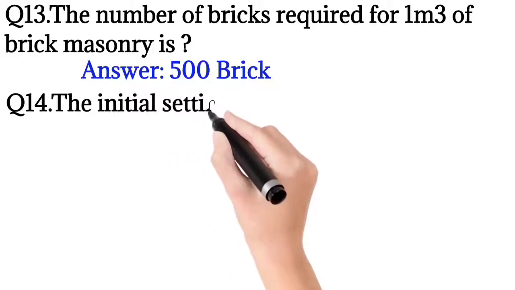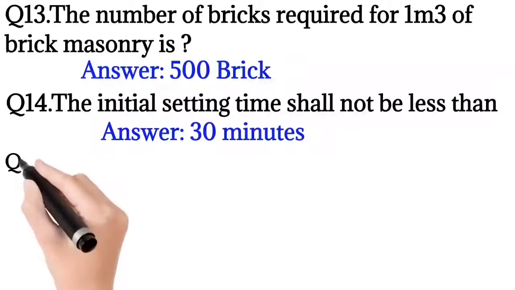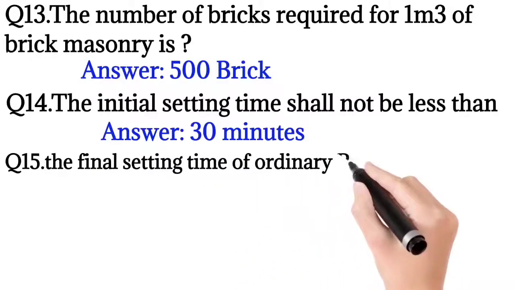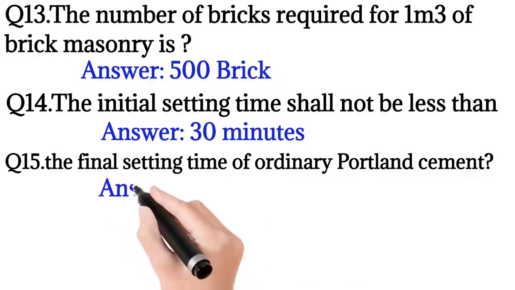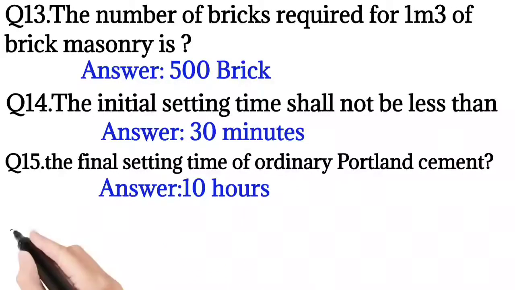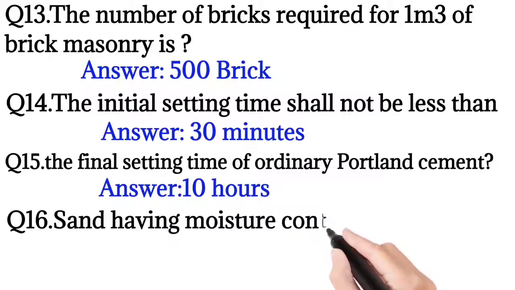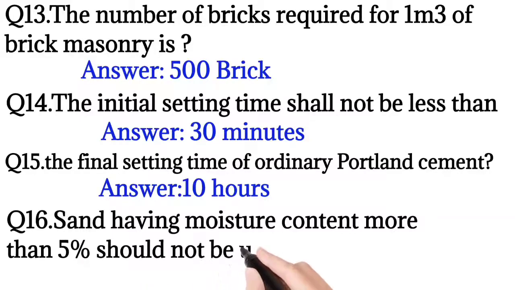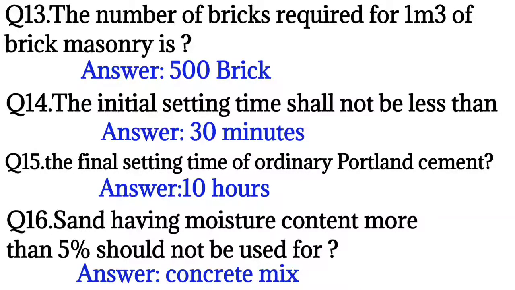Question number 14. The initial setting time shall not be less than, so the answer is 30 minutes. Question number 15. The final setting time of ordinary Portland cement is 10 hours. So the answer is 10 hours. Question number 16. Sand having a moisture content more than 5% should not be used for, so the answer is concrete mix.